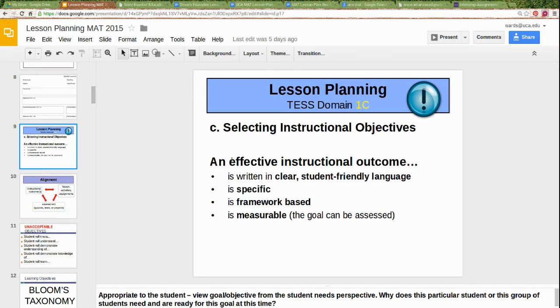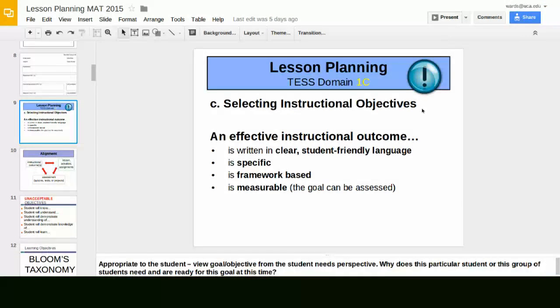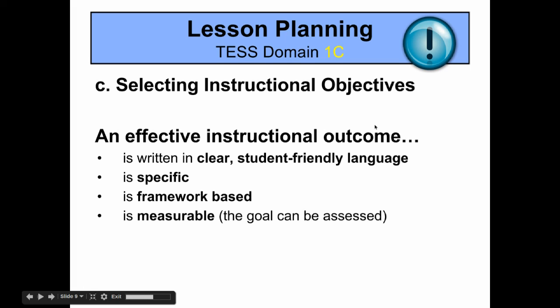All right, we're talking about selecting your instructional objectives. It's important that when you go out to the curriculum framework document and you pick out the specific student learning expectation that you want to teach, it is often written in language that students will not care to understand or understand. It's got a lot of educational jargon in it most of the time.